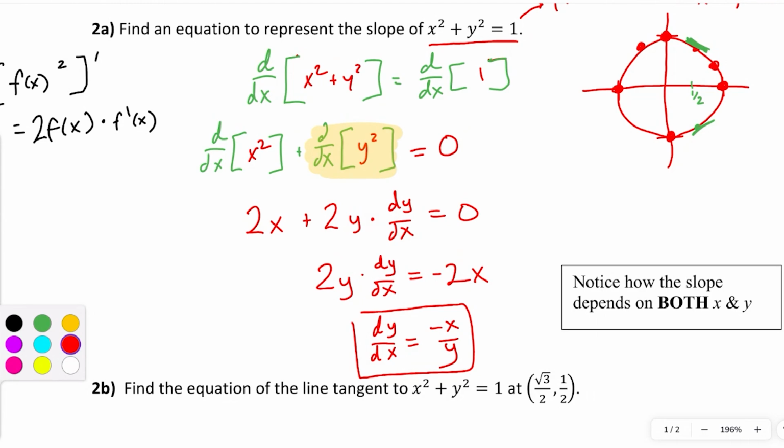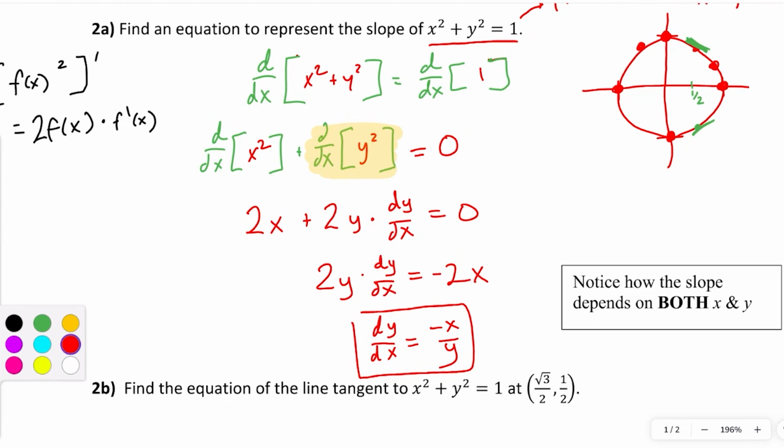Any questions so far? Okay, so let's take, oh, yeah, question or no? Yeah. I understand taking the derivative of it and the 2x and the 2y, but why did you multiply it by dy dx at the end? Oh, yes.